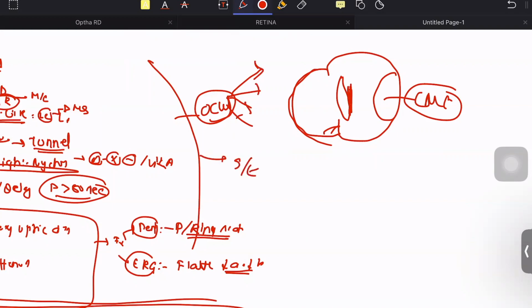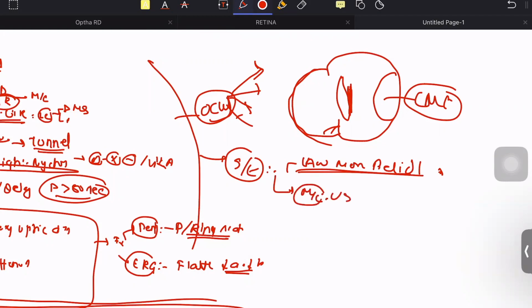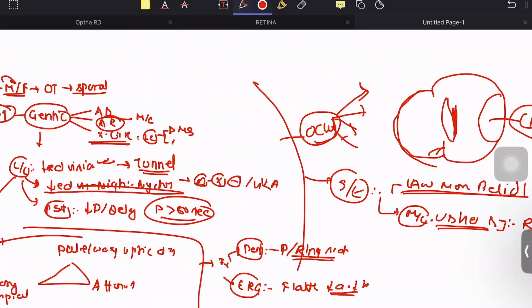It is associated with different syndromes like Laurence-Moon-Bardet-Biedl syndrome, where you will see obesity, polydactyly, hyposmia, and other features. The most common syndromic association is Usher syndrome, where you will find retinitis pigmentosa along with deafness. There are other syndromes like Kearns-Sayre syndrome and Refsum syndrome and others. There are thousands of syndromes which are associated with retinitis pigmentosa.